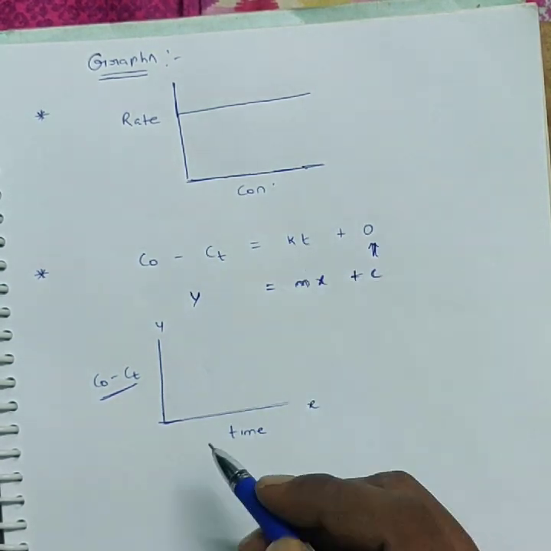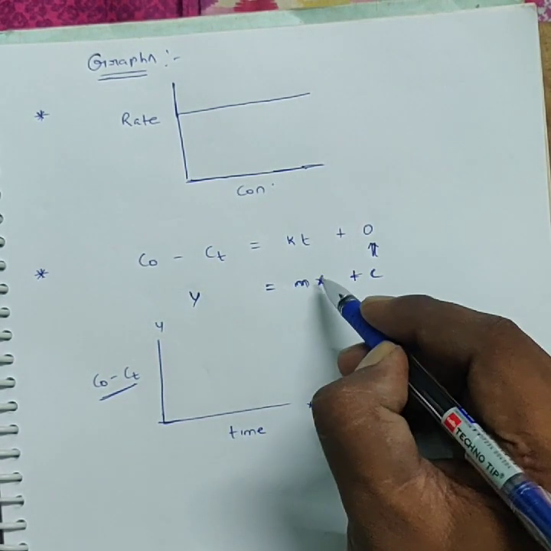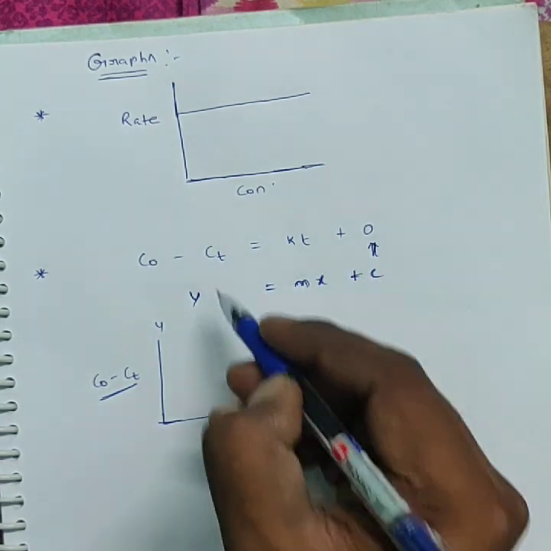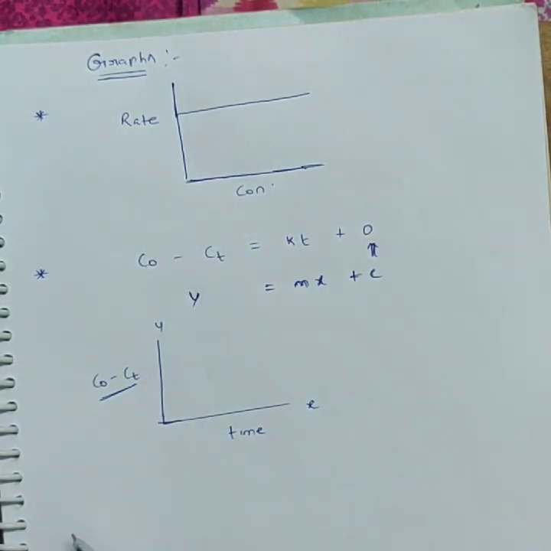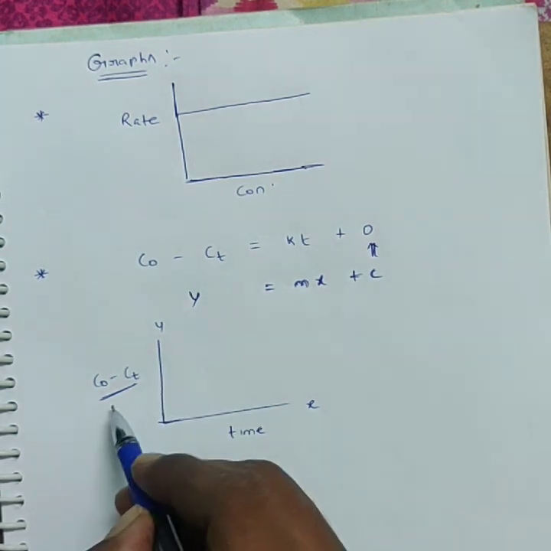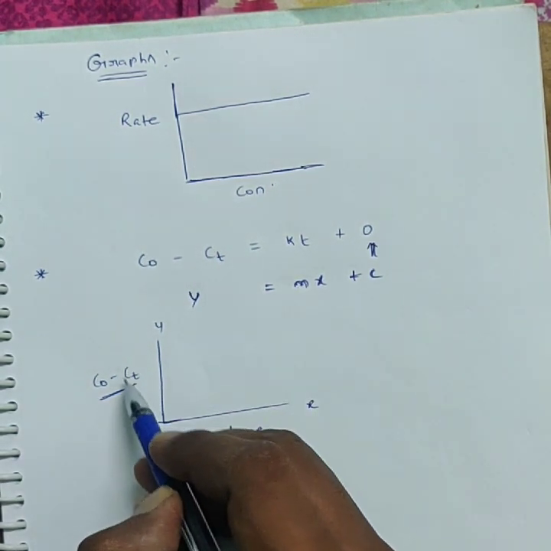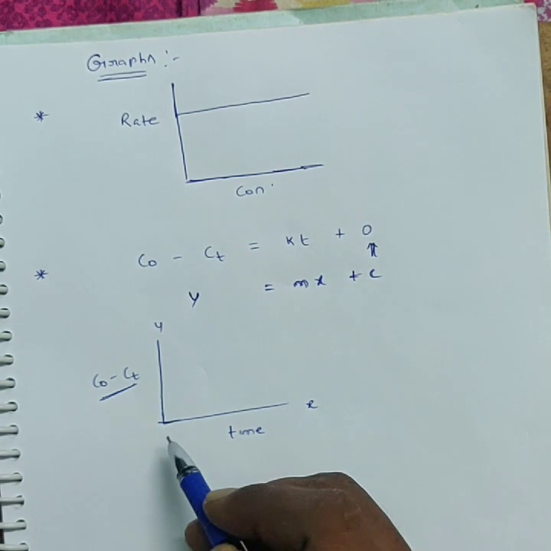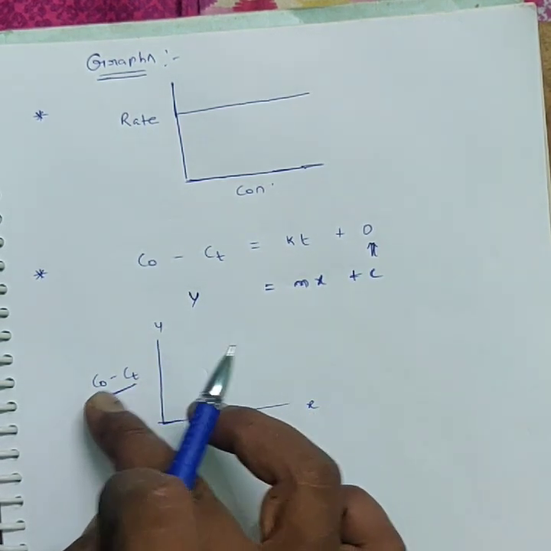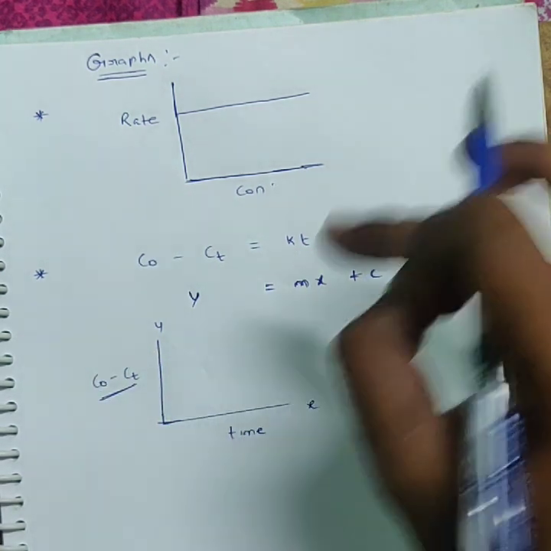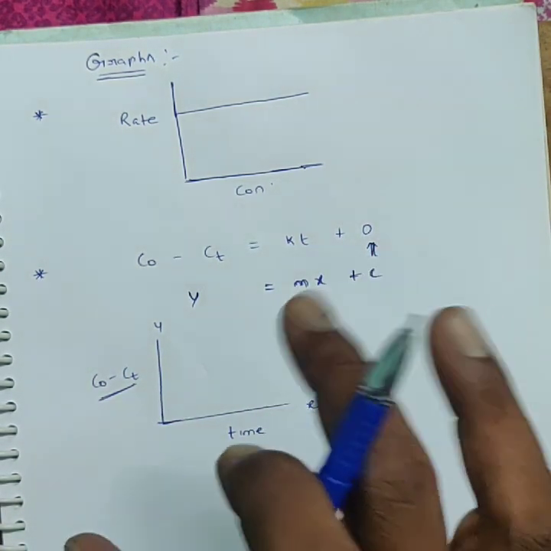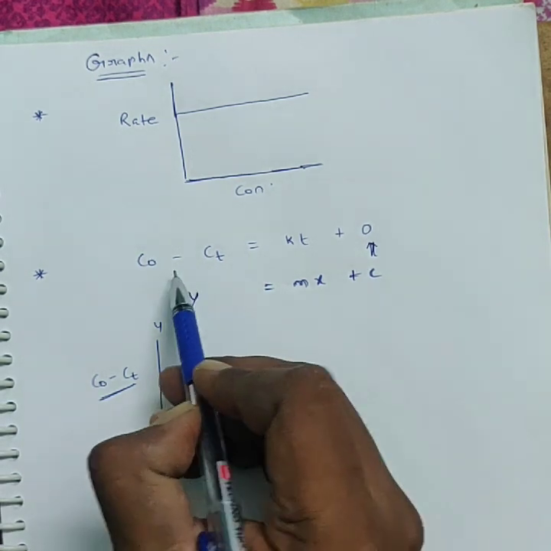Slope is k. On the x-axis, time period is taken, and on the y-axis, C0 minus Ct is taken. As the time goes on, the final concentration of reactant is decreasing, so initial minus final continues to increase. Let me explain in another way.